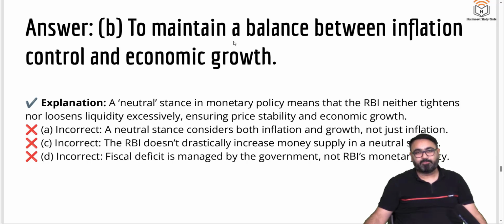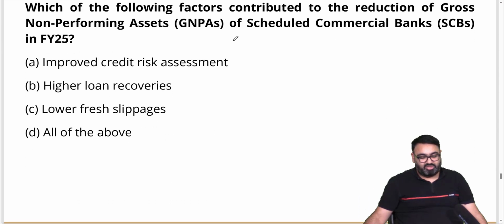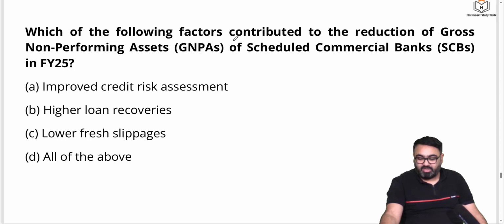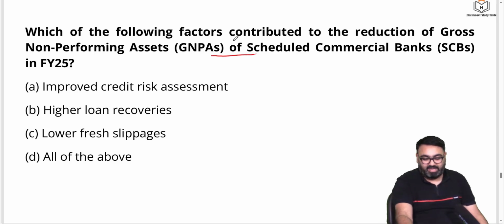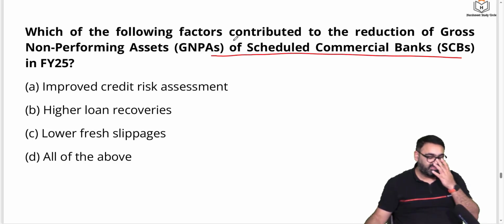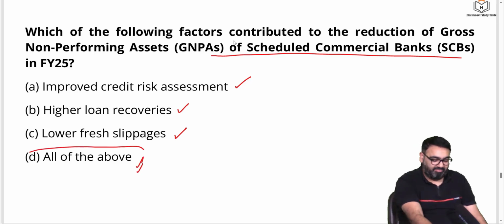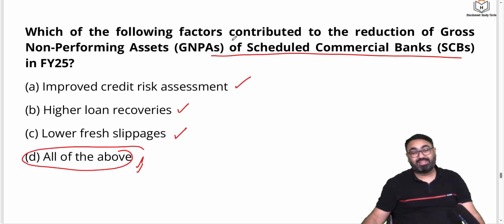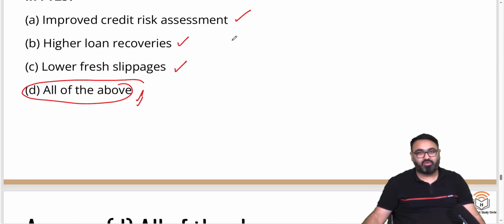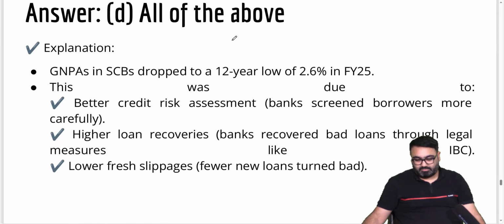So the answer here is B. Next, which of the following factors contributed to reduction of gross NPAs of scheduled commercial banks? As we discussed, NPAs have come down to the lowest point of 12 years. What are the factors? Improved credit risk assessment, yes. Higher loan recoveries, yes. Lower fresh slippage, yes. All of the above are the factors because of which we have seen that the NPAs, non-performing assets, are declining, which is a good sign going forward for the banks.